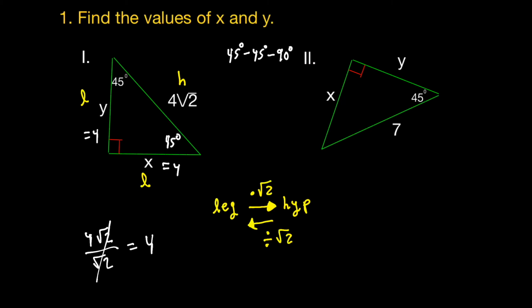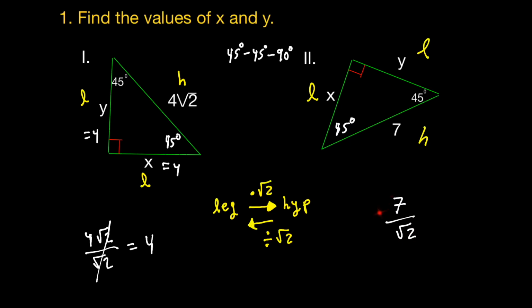Part 2 is very similar. Here we have a 45-degree angle and we have a 90-degree angle, so the third angle is forced to be 45. Now, the lengths that are across 45 degrees, those are called L. And the length that's across the 90-degree angle, that's going to be called your H. So in this example, we also have the hypotenuse. So to get to the legs, we have to divide by the square root of 2. So I'm going to get 7, and I'm going to divide it by the square root of 2.